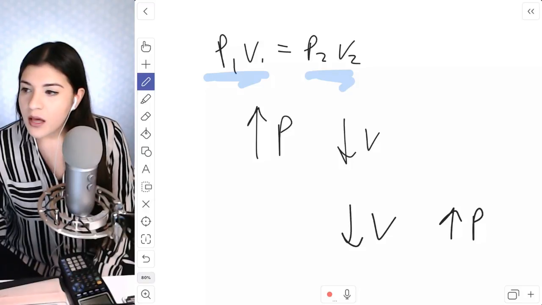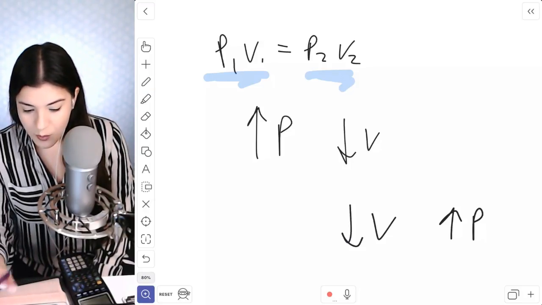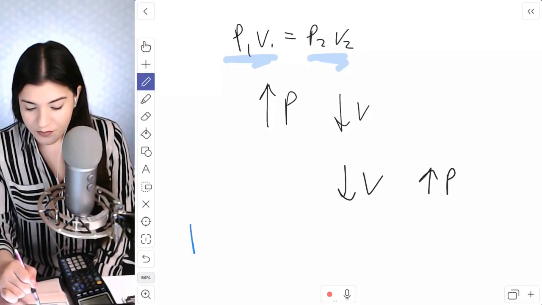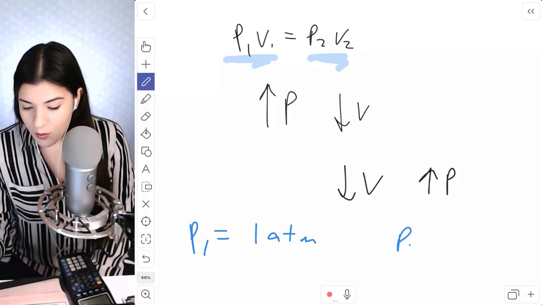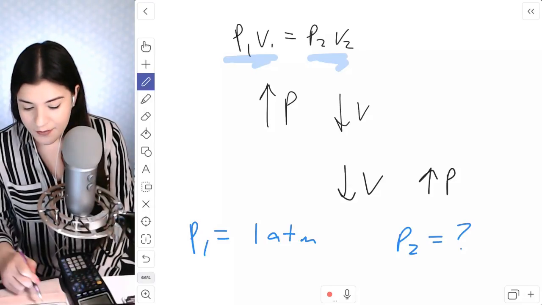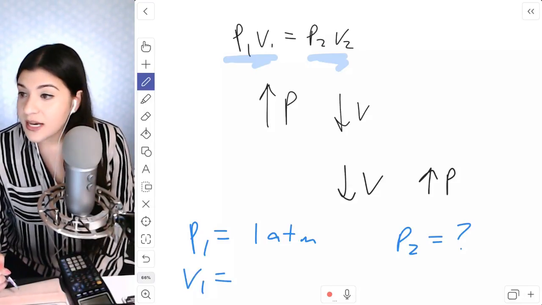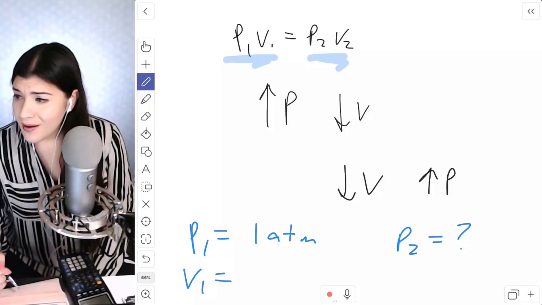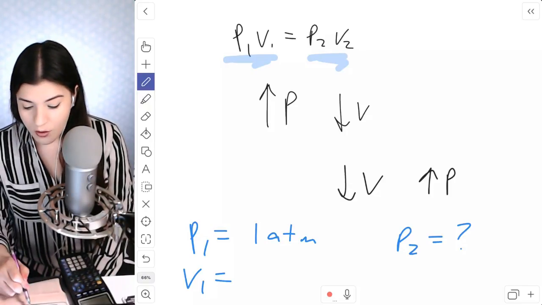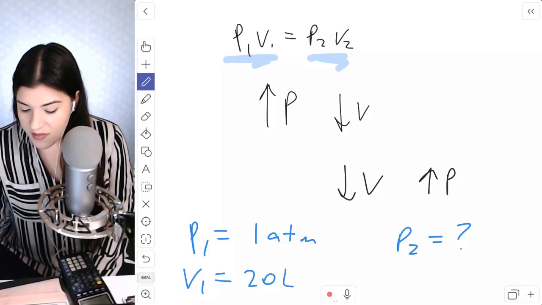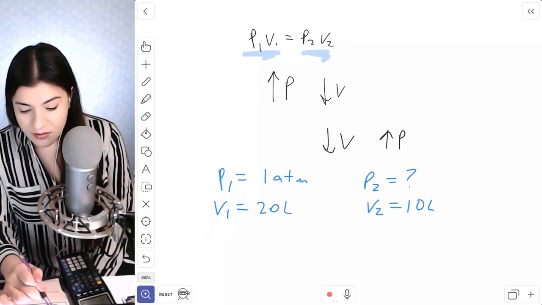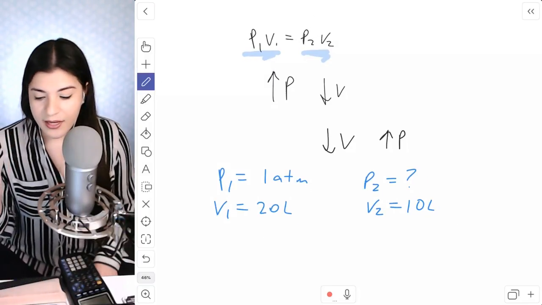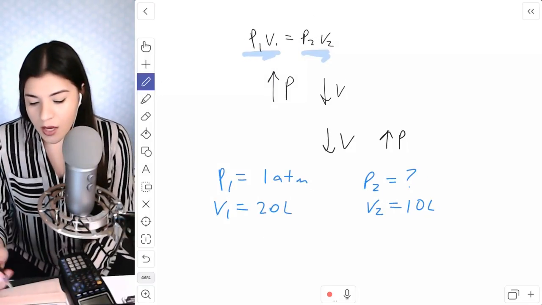So besides it increasing, let's say our pressure started off as 1 atmosphere, and we wanted to figure out that last part. Let's say we're chopping the volume in half. So we started off with a volume of 20 liters, and then we chopped that in half, so now it's 10 liters. If I plug this in, we can figure out what happened to P2.